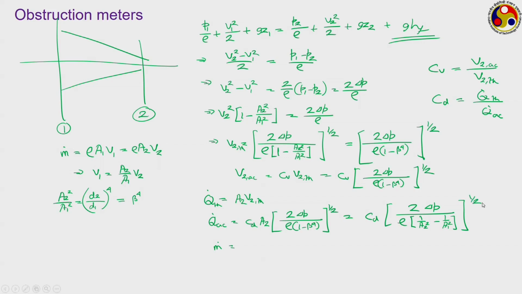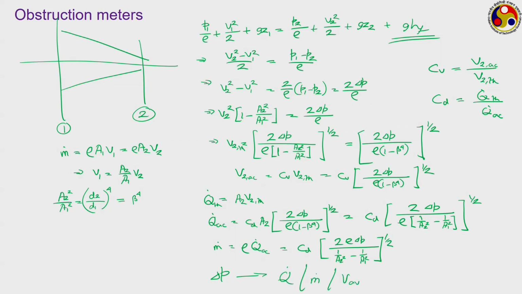And if our interest is mass flow rate, that is exactly where the rho comes into the picture. So, rho into Q dot actual. As rho goes in, it will be the coefficient of discharge into 2 rho delta p divided by 1 by A2 square minus 1 by A1 square, whole to the power half, or you can continue in terms of the ratio beta. So, what we are trying to do in this obstruction meter is transduce the pressure signal in terms of delta p, get a measure of this delta p, and then from there calculate Q dot or M dot or the V average, whichever is of our interest.